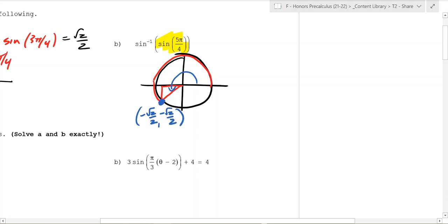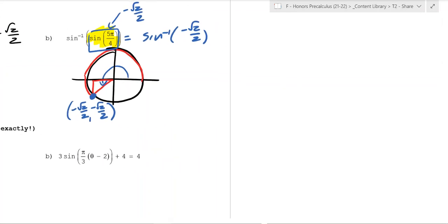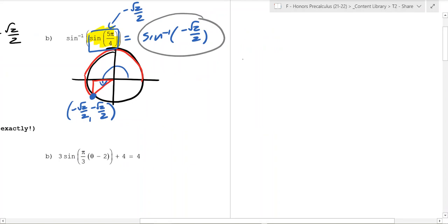So it's asking for right here, when you do this, the sine of that is going to be negative root 2 over 2. So this is asking for the sine inverse of negative root 2 over 2. So the sine of what angle is negative root 2 over 2? The sine of what angle is negative root 2 over 2?